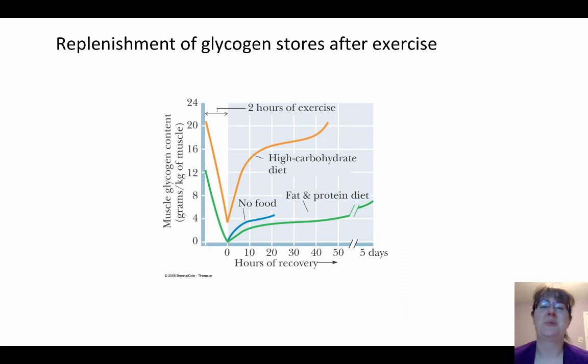So if we're going to break down glycogen stores with exercise, how long does it take for those things to get built back up? So assuming 2 hours of exercise, with a high carbohydrate diet, your glycogen stores get replenished much faster. With no food, they get replenished at still a very low rate, but faster. And then with a fat and protein diet, they do get replenished eventually, but not, as you can see, nearly as quickly as with a high carbohydrate diet. And you notice that with no food, those don't get replenished nearly as completely as they do with the high carbohydrate diet, or even the fat and protein diet. The fat and protein diet just takes a lot more time.